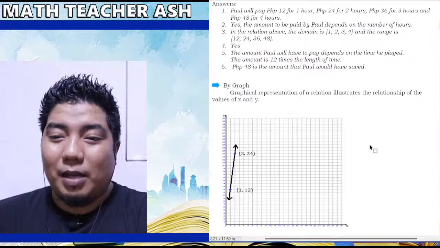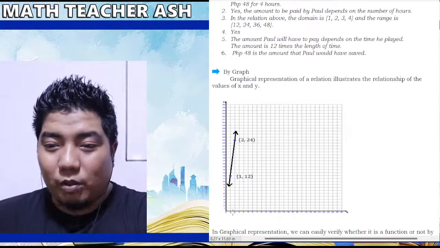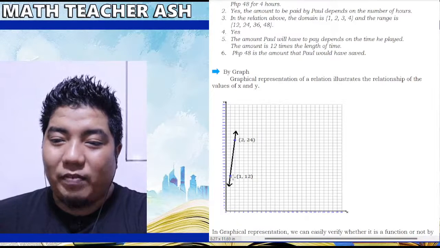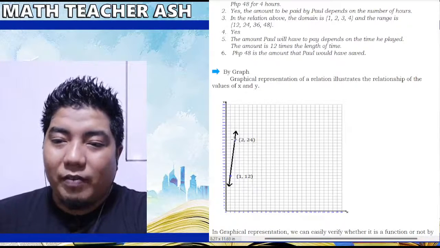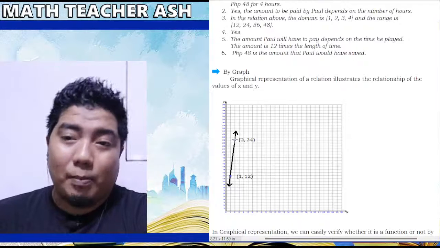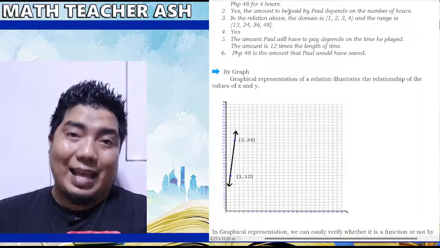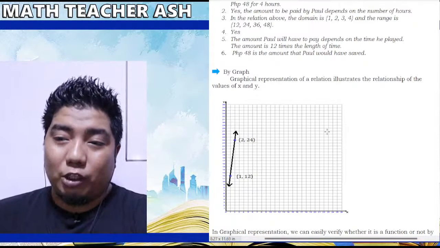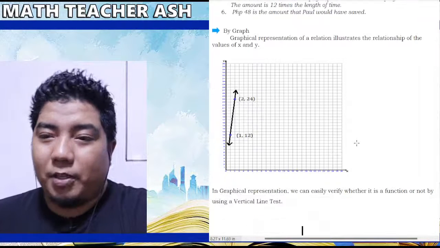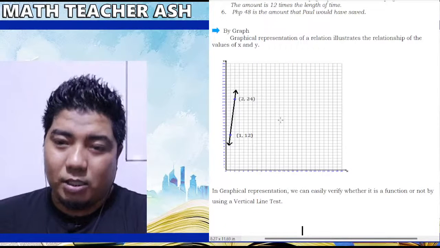By graph, ito naman ang mangyayari. So, we have here 1 and 12. So, that is 1 in the x-axis and 12 in the y-axis. Alright? Dito yung first point. The next is if it is 2 hours, which is the x-axis, we have here 24 na babayaran. So, if ever you continue this one, it will make a straight line. Okay? So, that is the graphical representation of a relation in this scenario. Okay? So, magiging linear ang magiging graph ng situation na ito.